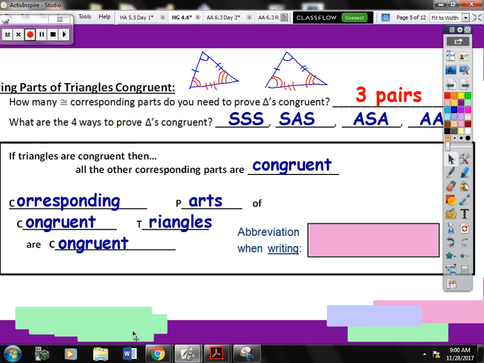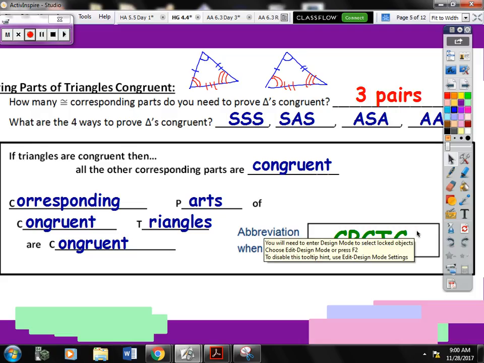So instead of having to write this out in your proof on the last line, it's a lot to squeeze in there, we use the abbreviation CPCTC. You'll notice that every other letter is a C, and it stands for corresponding parts of congruent triangles are congruent. Okay, so instead of having to write that out, we'll use the acronym CPCTC.